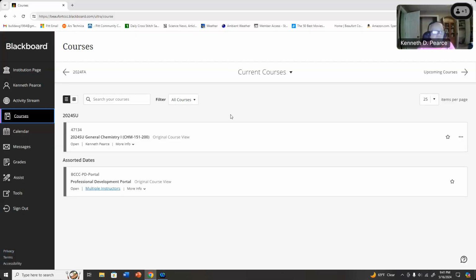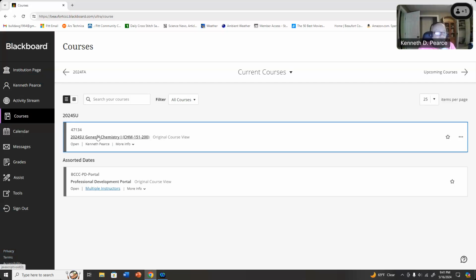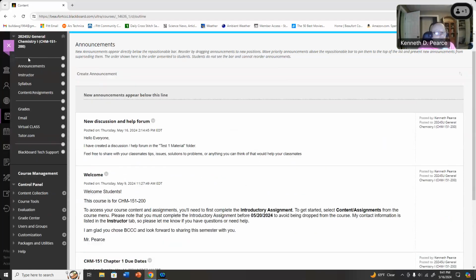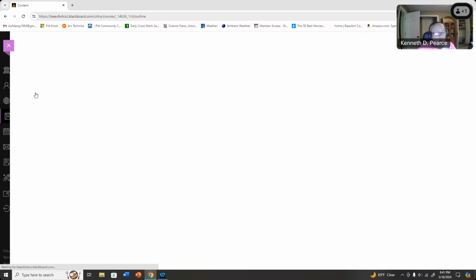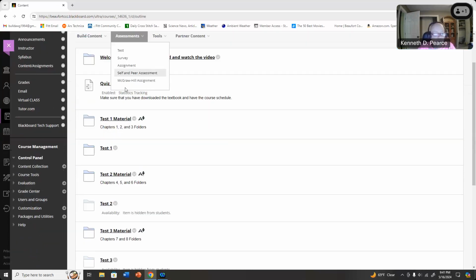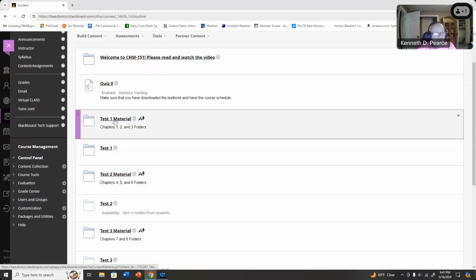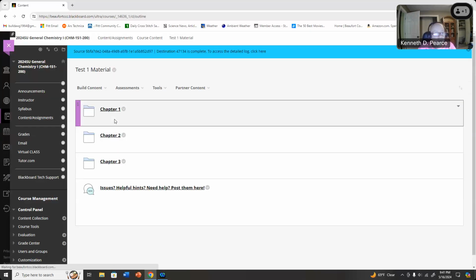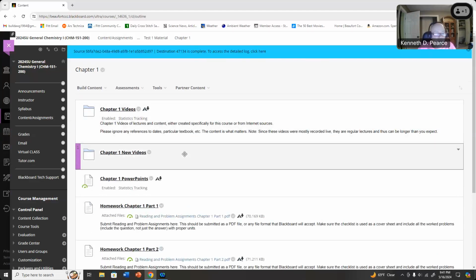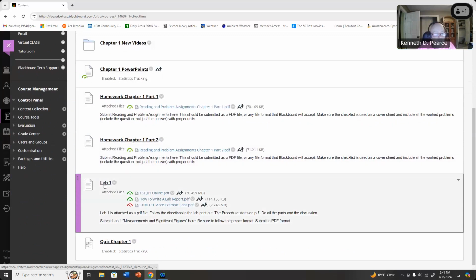Now, the first thing that we need to do is get into the general chemistry course. We're going to go down to content and assignments, and it makes you go through several clicks to get down there. But we've got test one material, and that's where you're going to find the lab. Now there's a lab in every chapter. So here's lab one right here down on the bottom, and it has two pieces on it.